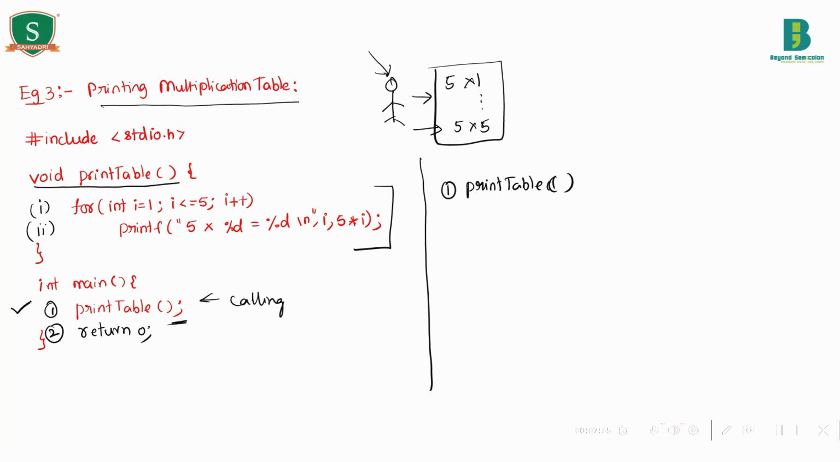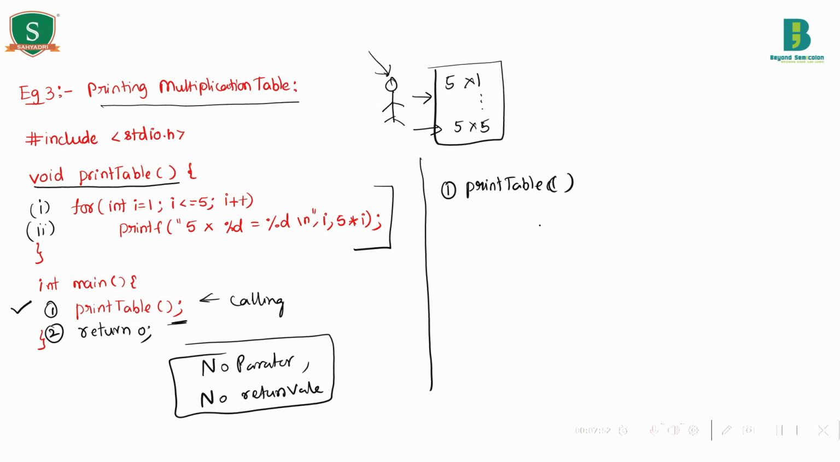Whenever we call print table, it prints 5 into 1 to 5 into 5. It is not taking any parameters and it is not returning any value. So this is the type 1 that we were discussing. Now let us trace the code. First statement printf table, that means we are calling the function.